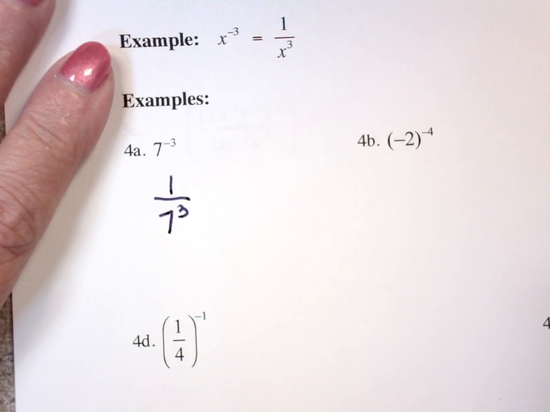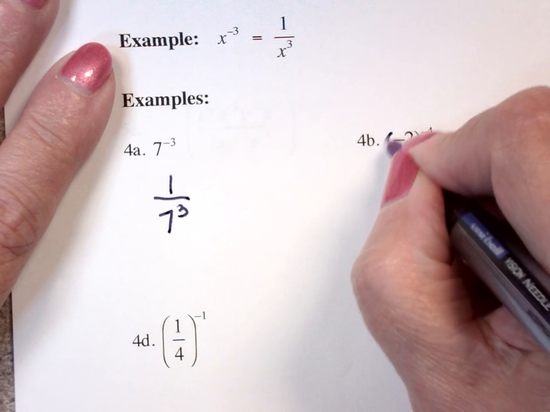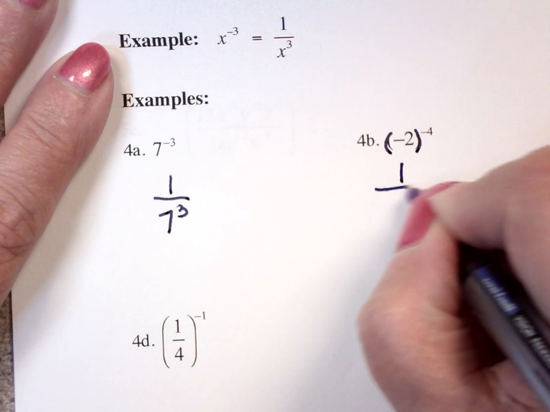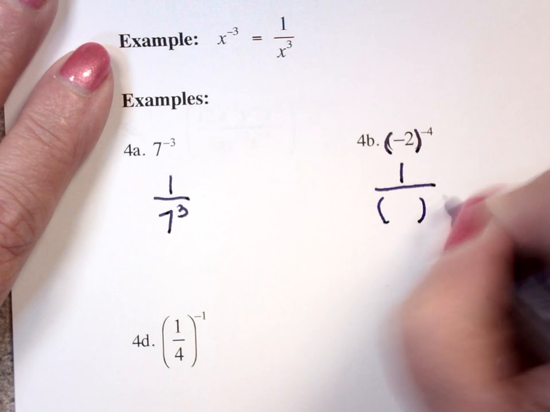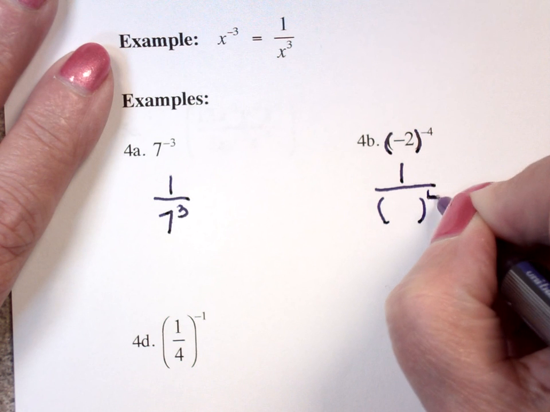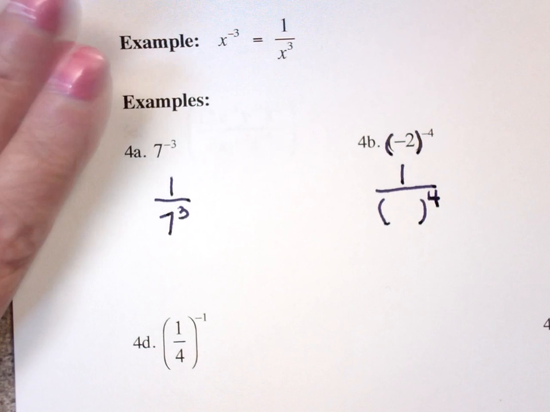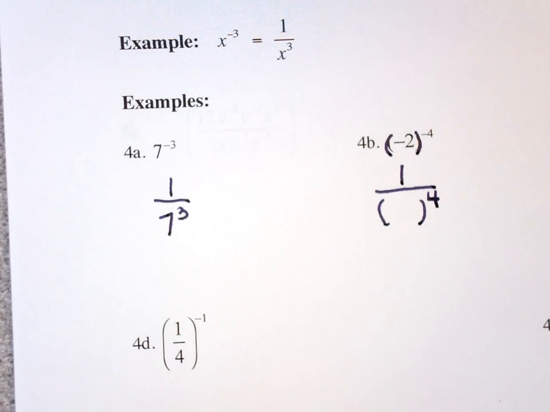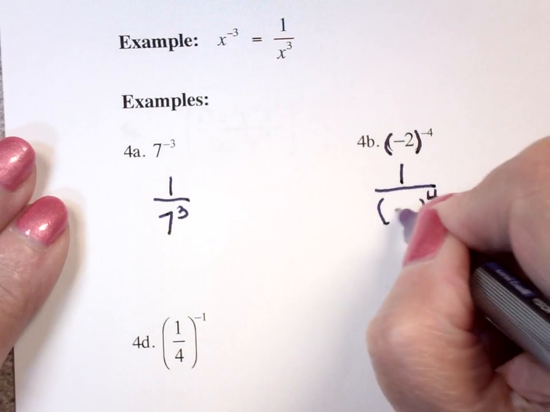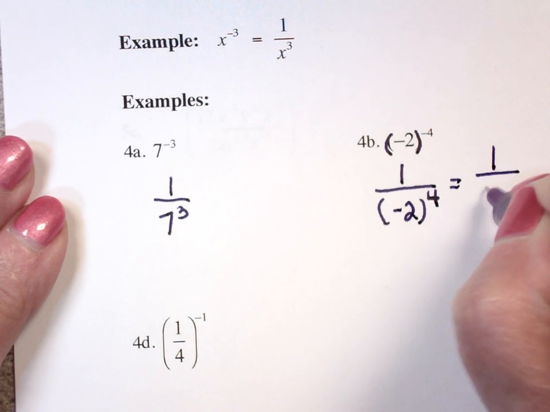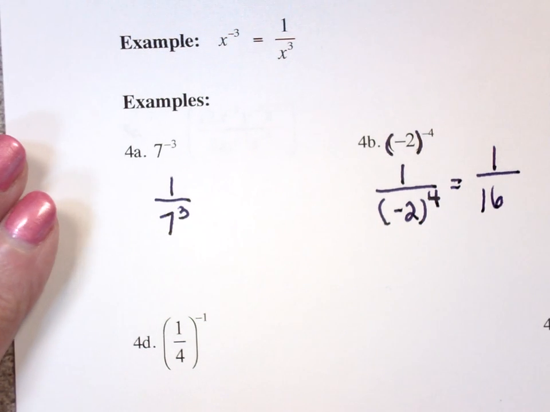Make it easy. Notice the whole set of parentheses is being raised to the minus 4. So I look at this and say it's 1 over. I don't care what's in the parentheses. It's like being in a closed box. It's 1 over the parentheses to the 4th power. Once I move it to the other place, the sign on the exponent changes. Has nothing to do with the sign on the number. It only has to do with the sign on the exponent. And then this is negative 2. And negative 2 to the 4th happens to be positive 16. That's easy enough.